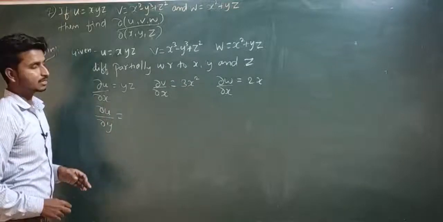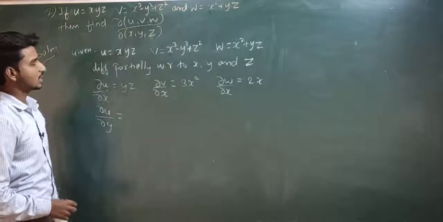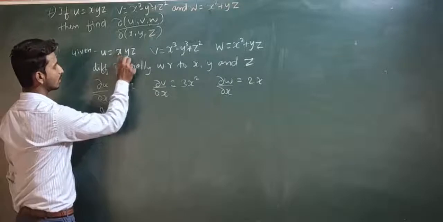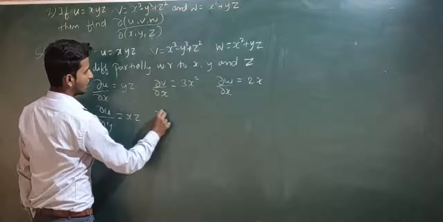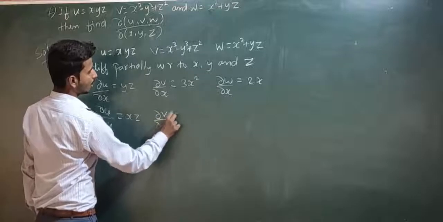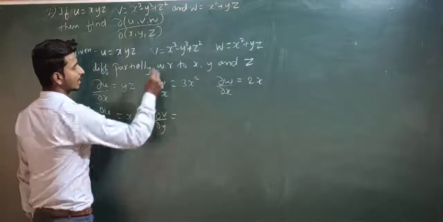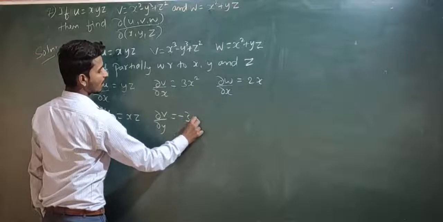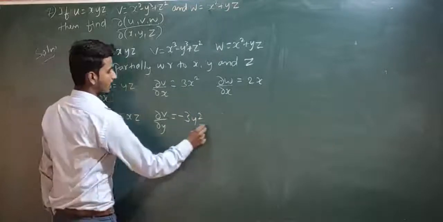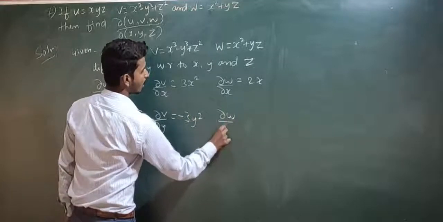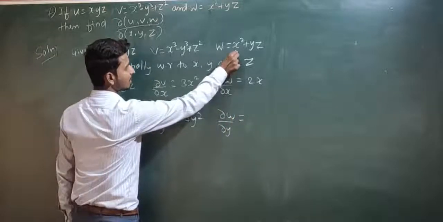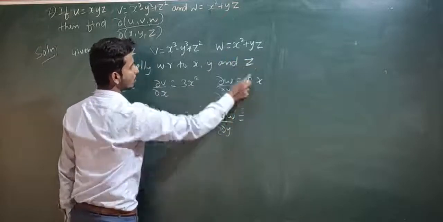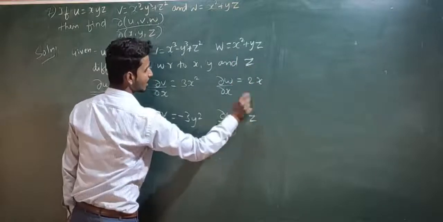∂u/∂y means if we differentiate this with respect to y, the remaining terms are x and z. Next, ∂v/∂y will be minus 3y². Next, ∂w/∂y: this is a constant term and z is the constant term, so with respect to y it will be z.